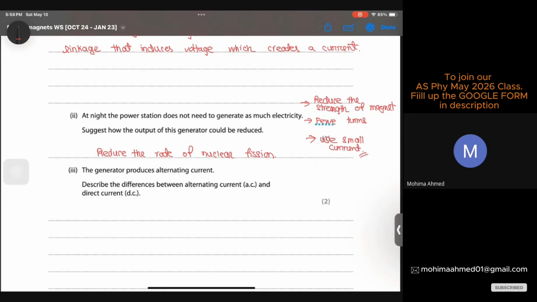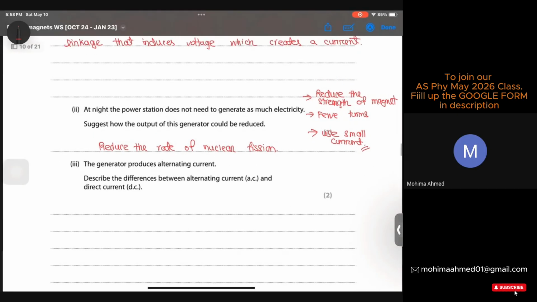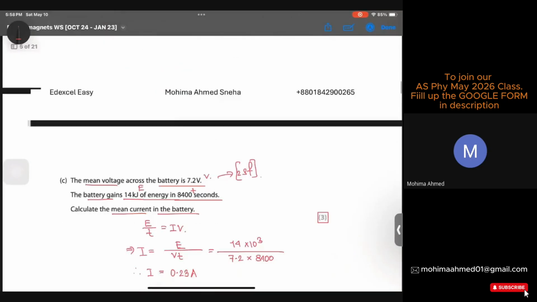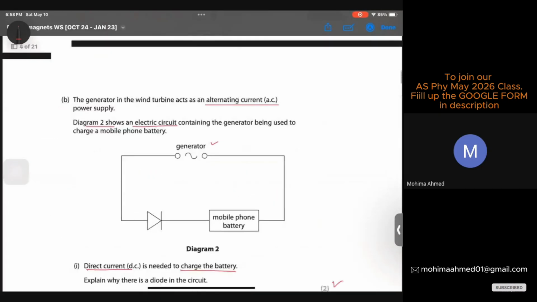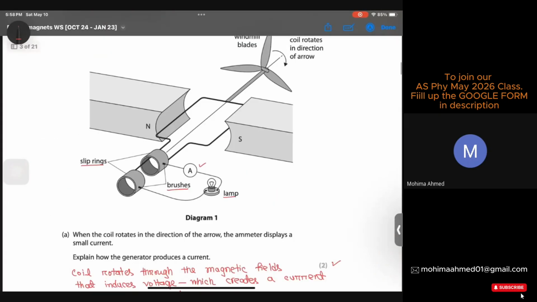For this question, I cannot use current because I was not using current to generate the initial rotation of the turbine. I was using nuclear energy to rotate the turbine. That's why I'm going to reduce the rate of nuclear fission. Otherwise, if the question is not related to fission, like with these generators, I'm inserting current into this circuit to rotate the coil, right? So in these cases, I would say use a smaller current through the coil.